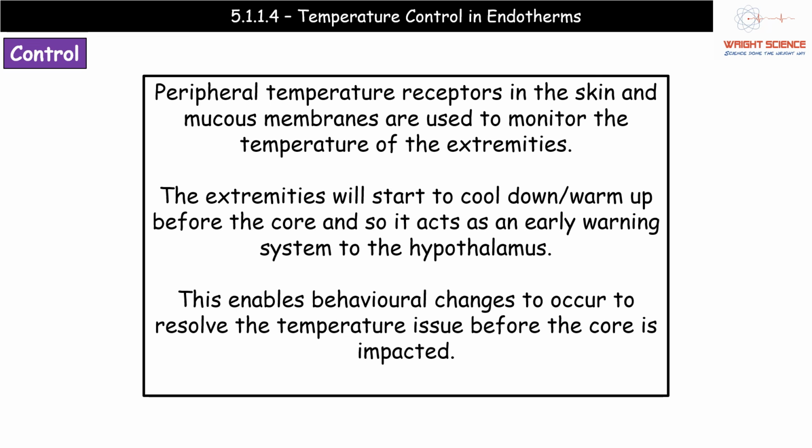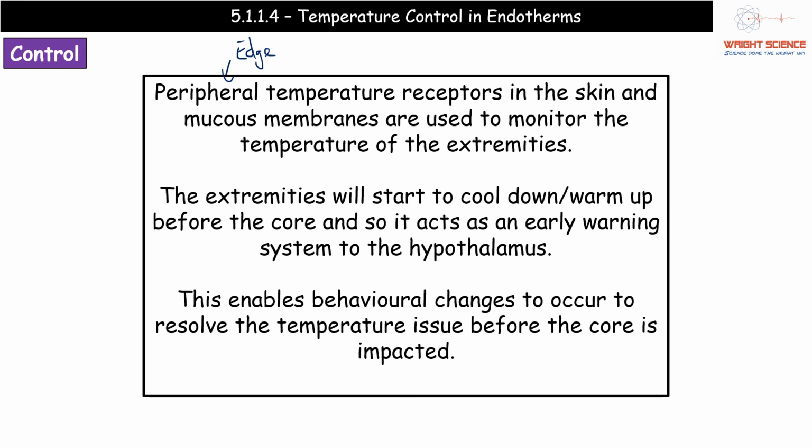The last thing we need to consider are the peripheral temperature receptors. Now, peripheral generally means kind of like the edge or the outside. So what we're looking at here with peripheral temperature receptors are those that occur in the skin and the mucous membranes. And what they're going to be doing is monitoring the temperature of our extremities, the bits of the body basically on the very fringes, so fingers, toes, etc. And the reason that we're going to be monitoring what they are doing is because they are going to start to cool down or warm up before the core of your body.